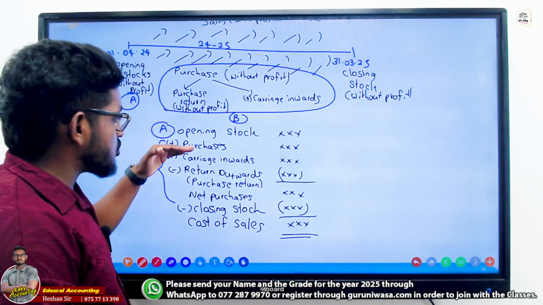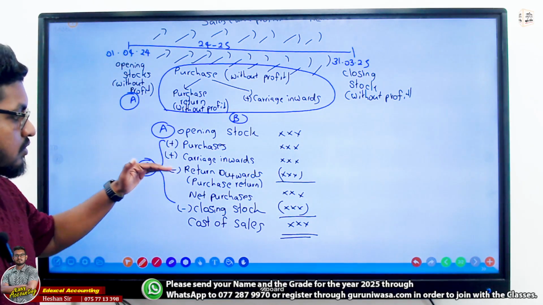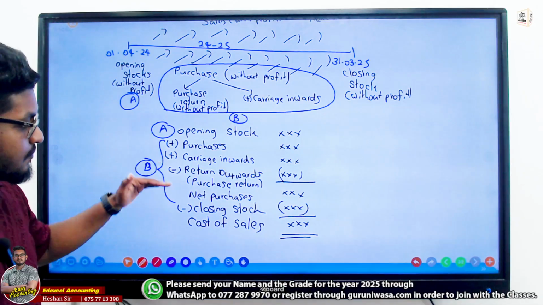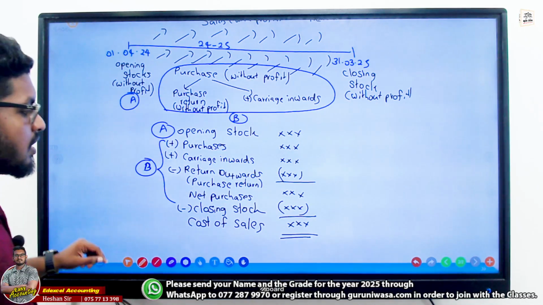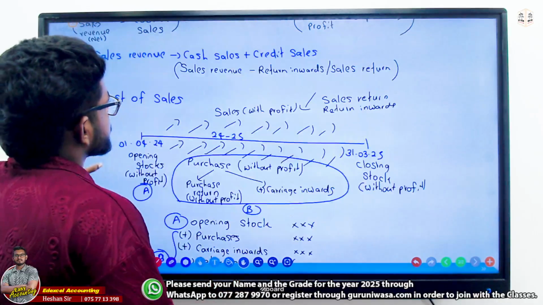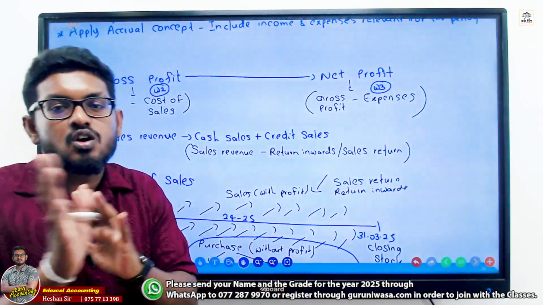Okay, opening stock plus purchases, carriage inwards, then return outwards, then net purchases minus closing stock, then the cost of sale. Understand? Just remember how to do it. Now tell me how to calculate gross profit: sales minus cost of sales.